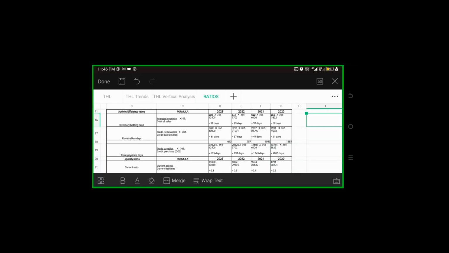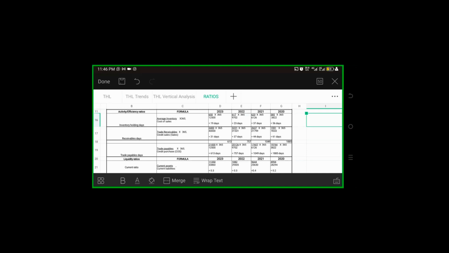Now, the implication is that if they are holding inventory for so long, there are risks attached to that. One, there could be risk of depletion. The inventory you are holding for so long may go bad, and that means they are losing money.